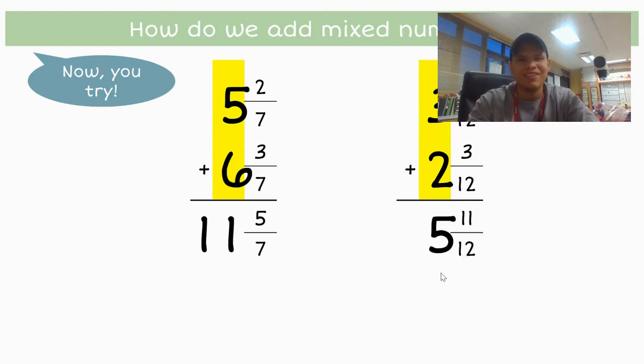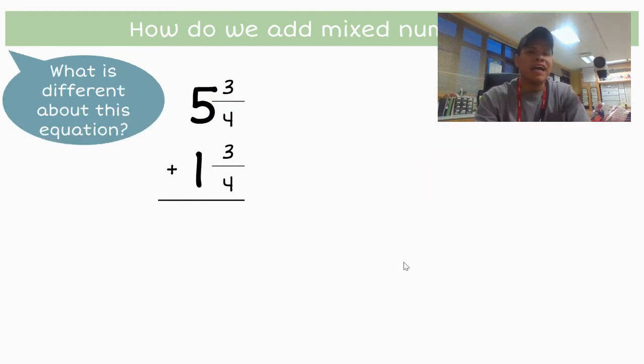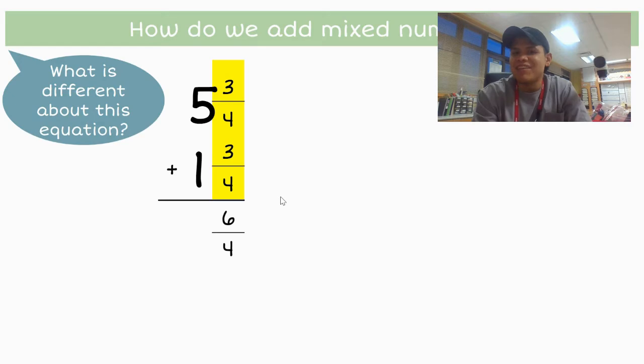Whew, that's a lot of 12s. Those examples were nice and pretty. But what do you notice that is different about this equation? This one's going to be a little bit trickier, but I know that you're smart enough to get the hang of it. So we have 5 and 3/4 plus 1 and 3/4. Maybe you notice that when you add 3/4 plus 3/4, you get an improper fraction, 6/4.